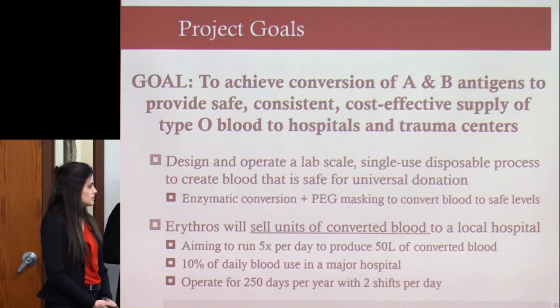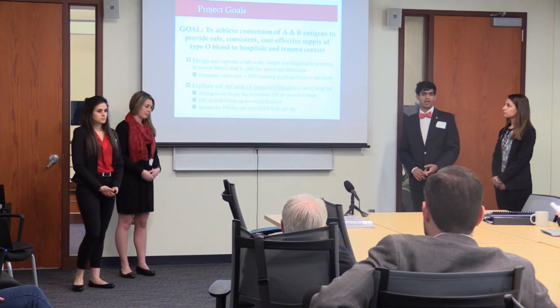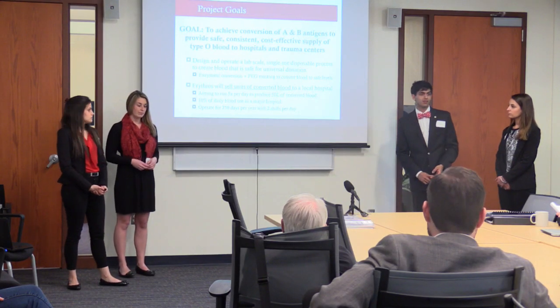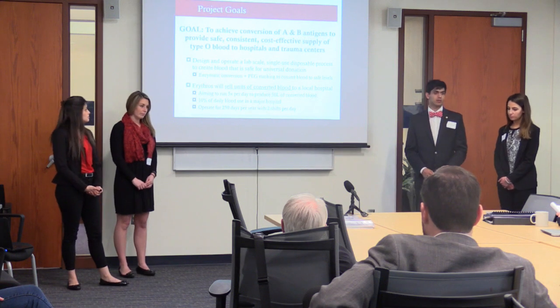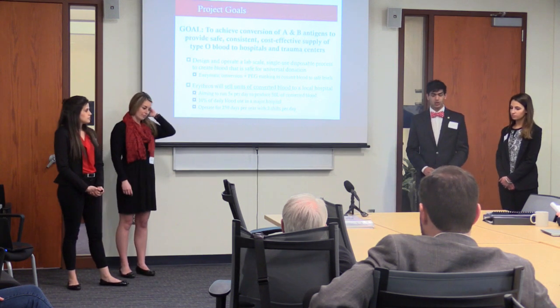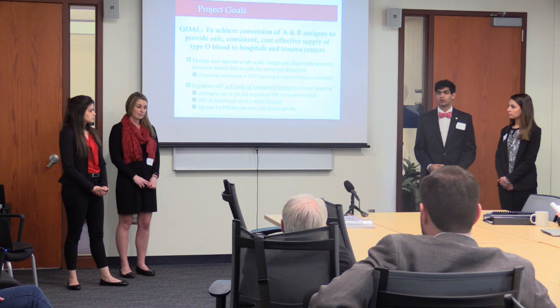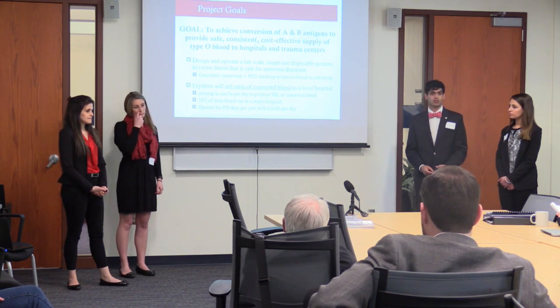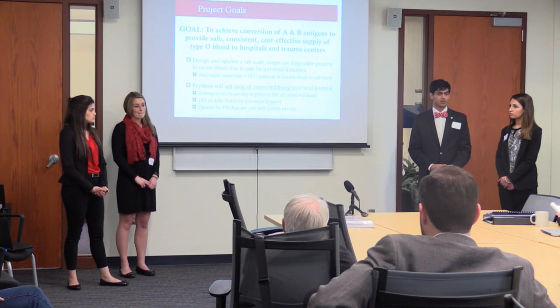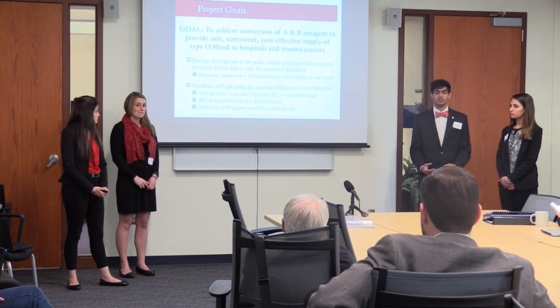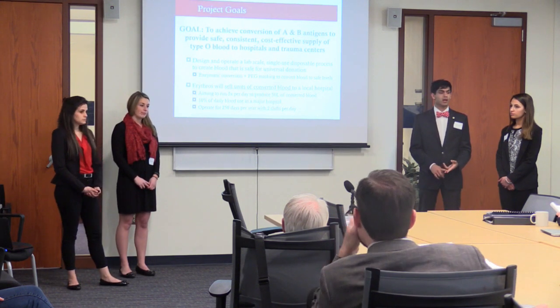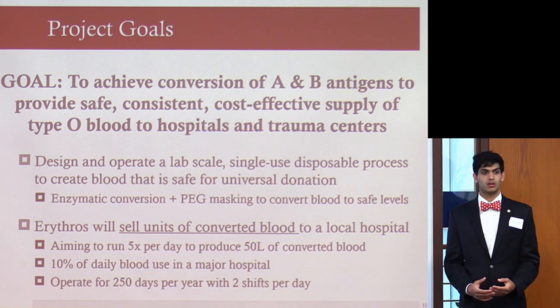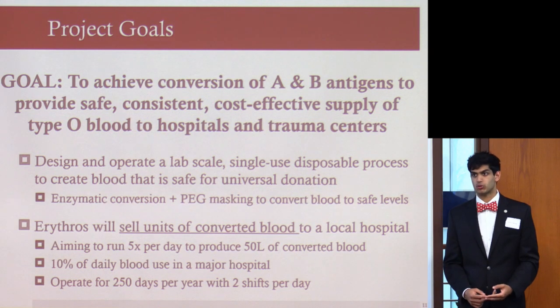So our overall process goal is to be able to take type A, B, or AB blood and convert it to type O in a safe, reliable, and efficient reaction. We plan to achieve this with our novel process combining the two sequential reactions of the enzymatic conversion followed by the PEG masking. Another key aspect of our process is that all the tubing and bioreactor, basically any component of the reaction that comes in contact with the blood, is going to be single-use and disposable.